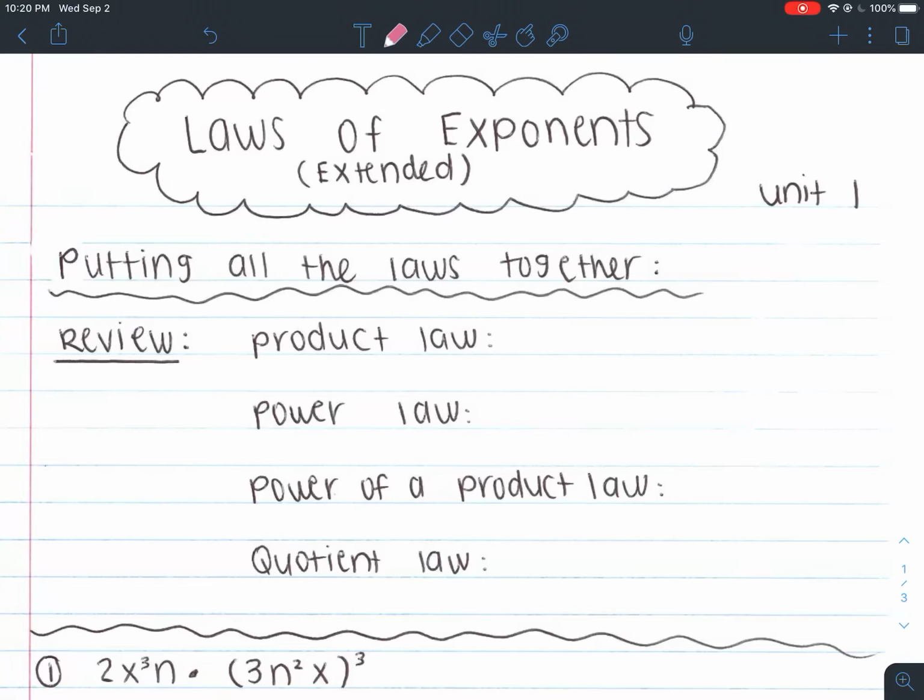This is the notes for going over laws of exponents day 2, or the extended version of them. Previously we learned all of the laws separately. We learned the power law, the product law, the power of a product law, and then the quotient law. These are also known as rules, so you can also hear them called product rule or power rule. All right, so we're going to put all of these laws together.